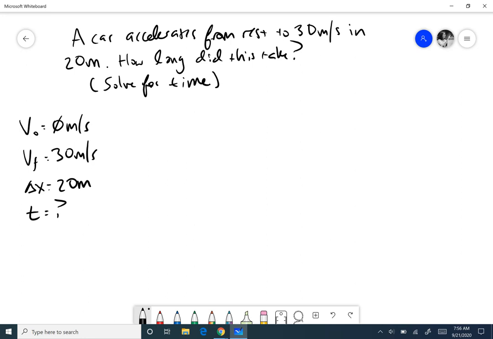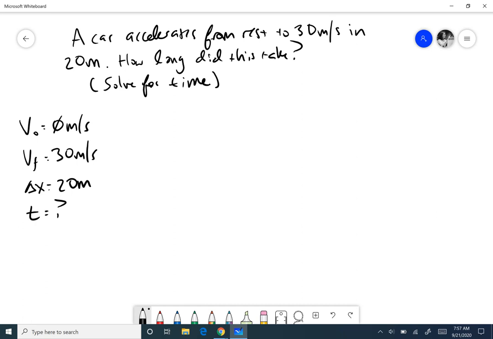So I went ahead and wrote out our known variables. Since it starts from rest, we know our initial velocity is 0. It tells us our final velocity is 30 meters per second. It tells us that displacement is 20 meters. We just need to find time.